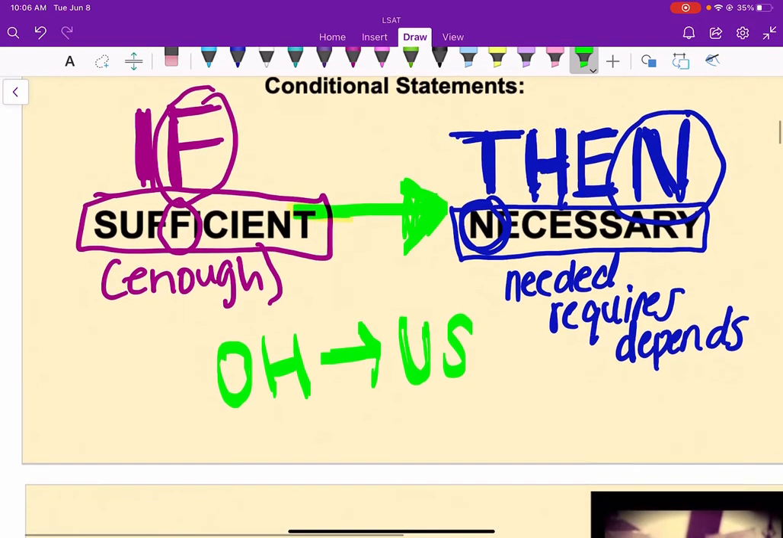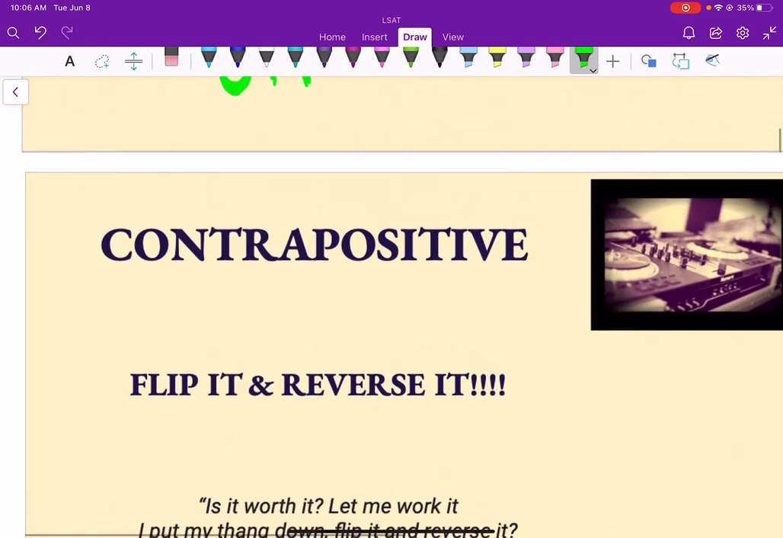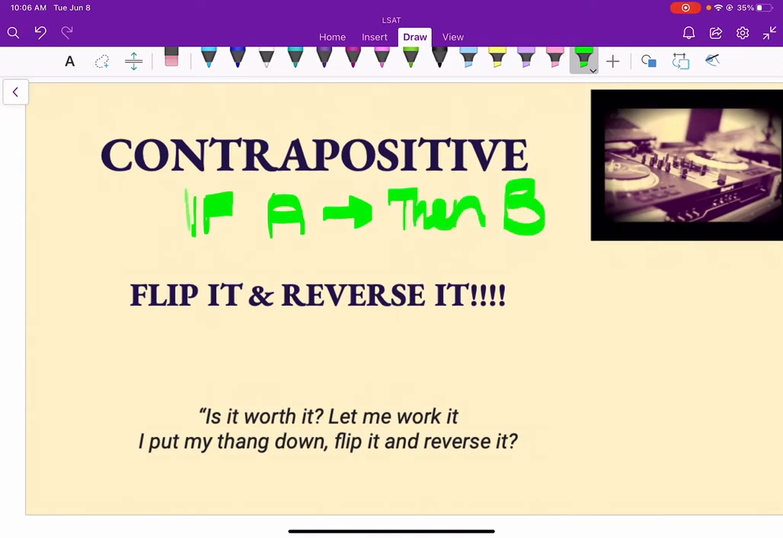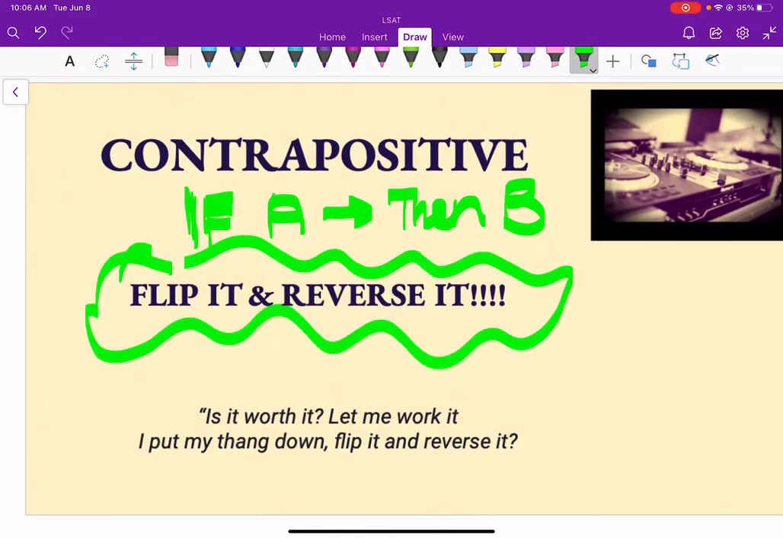All right, so let's go on to what we also call our contrapositive. So we have our if-then statements, right? So if we have if A, then B. So this is our original if-then statement. Well, with our contrapositives, it's the same thing, just written in a little bit different way. And I like to remember it whenever we do our contrapositive is we have to flip it and we have to reverse it. So is anybody familiar with this song?